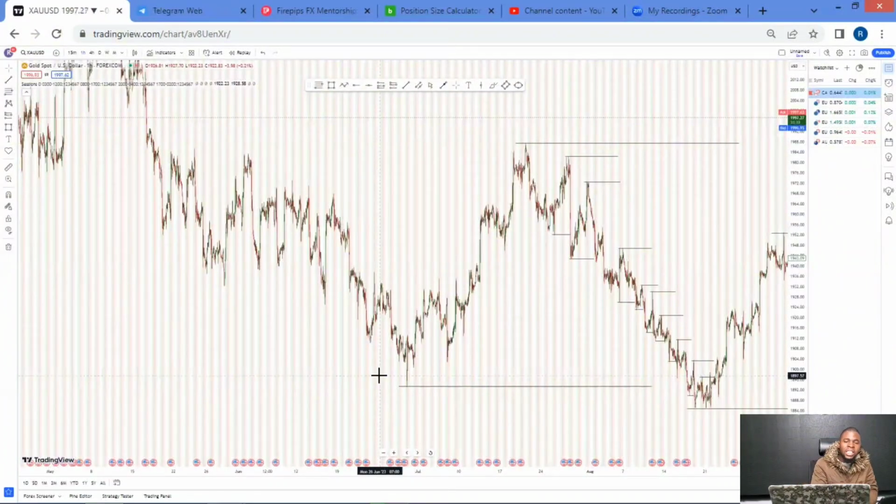Moving to 15 minutes, the structure you mark out on 1 hour will become a major structure to 15 minutes, while the 15 minute structure will become a minor structure to 1 hour. So that's how it goes. So now we have major structure and we have minor structure. You need to understand this.